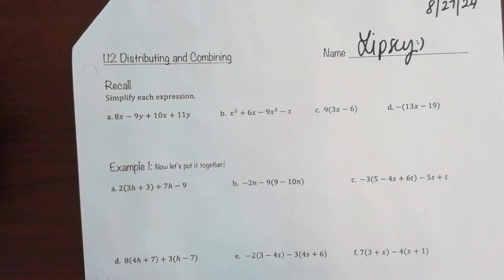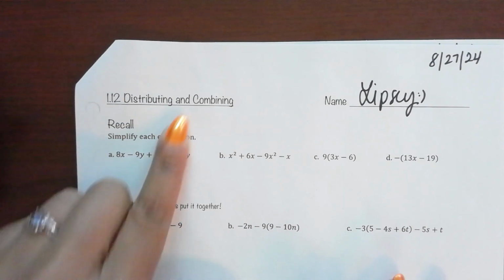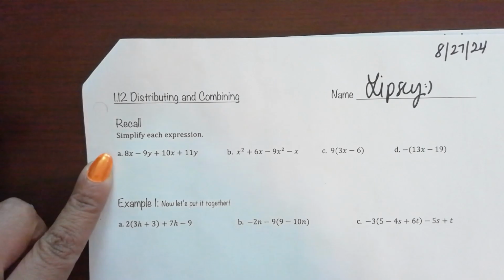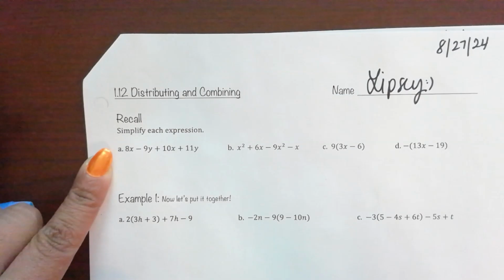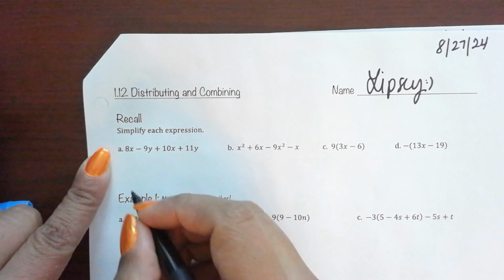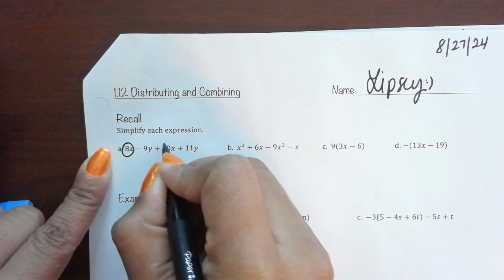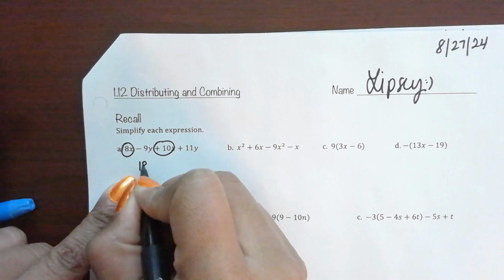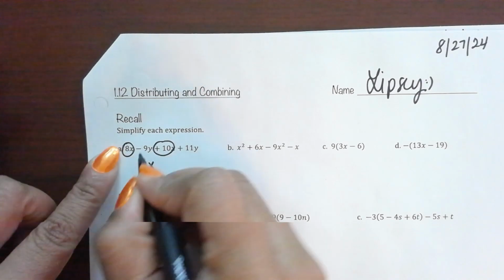So, distributing and combining. Recall, we're just combining like terms and distributing on this first section, okay? The directions say simplify each expression. How do I simplify letter A? Combine like terms. So, what's being combined first? 8x and 10x. So, 18, because it's 8 plus 10, right? What's next?